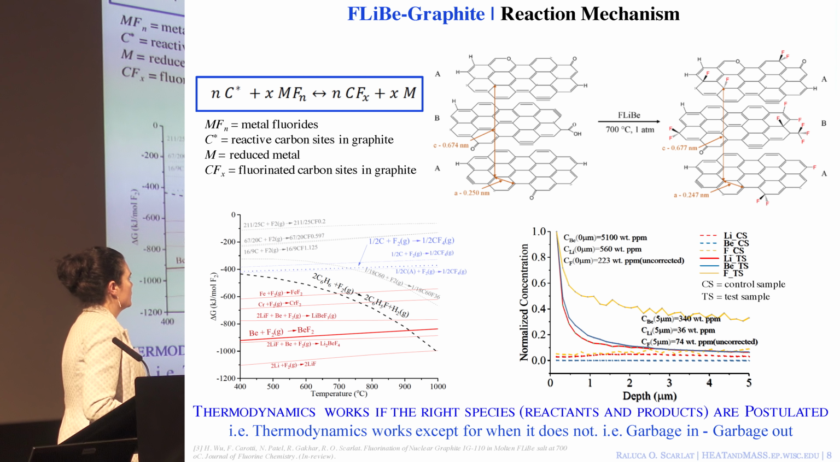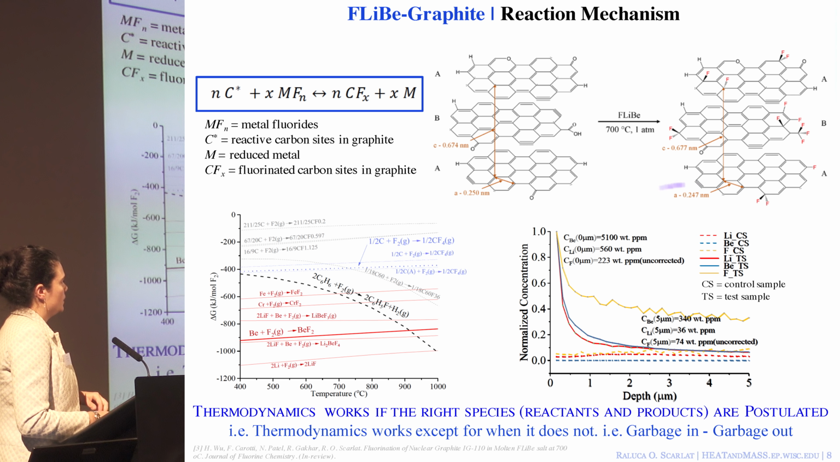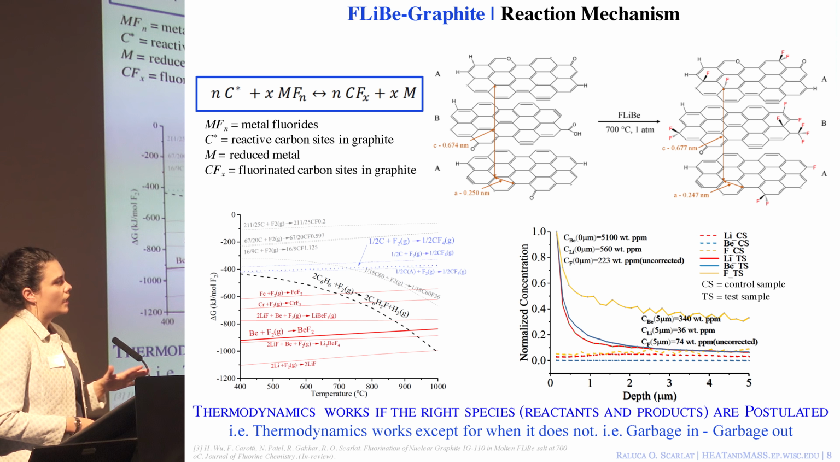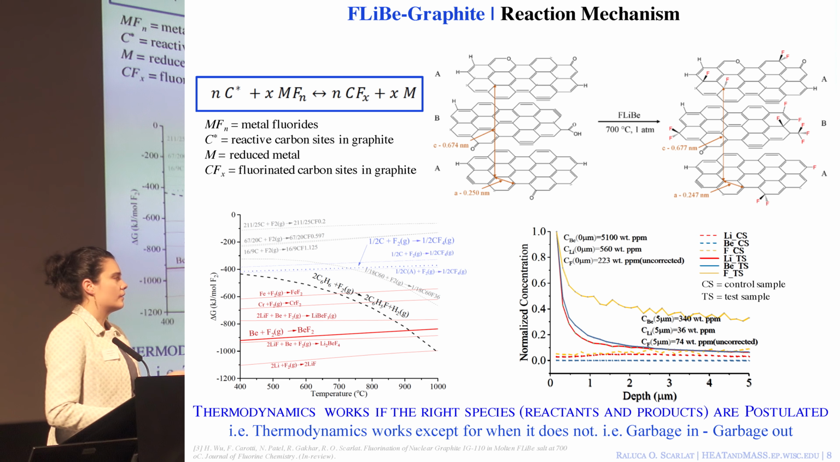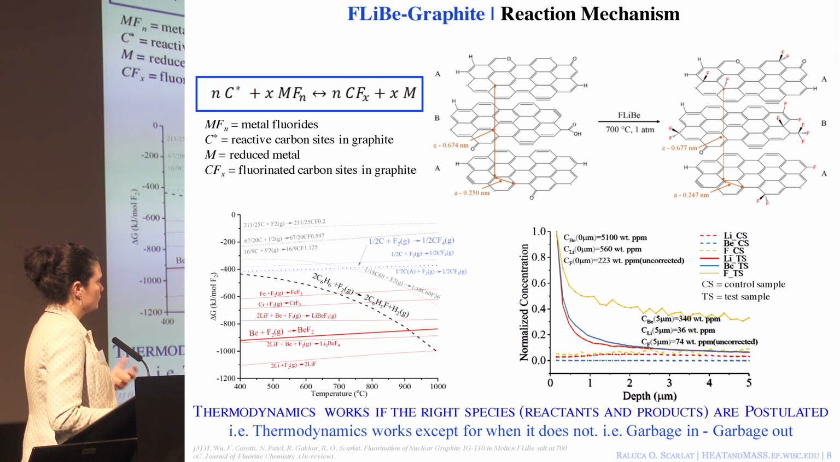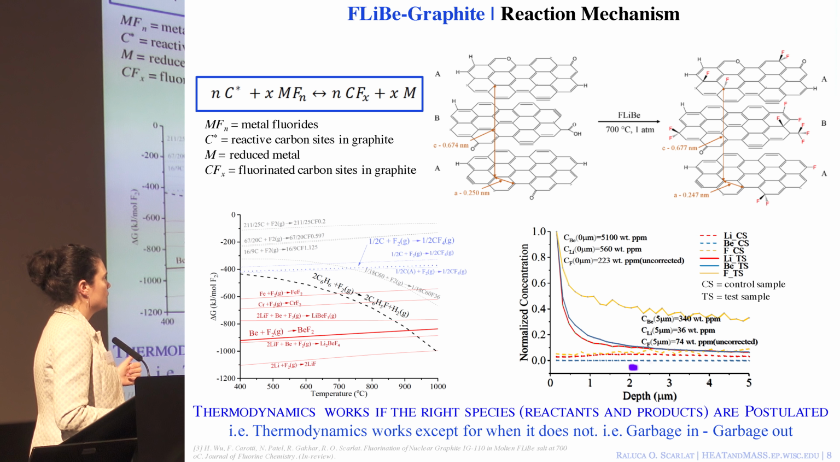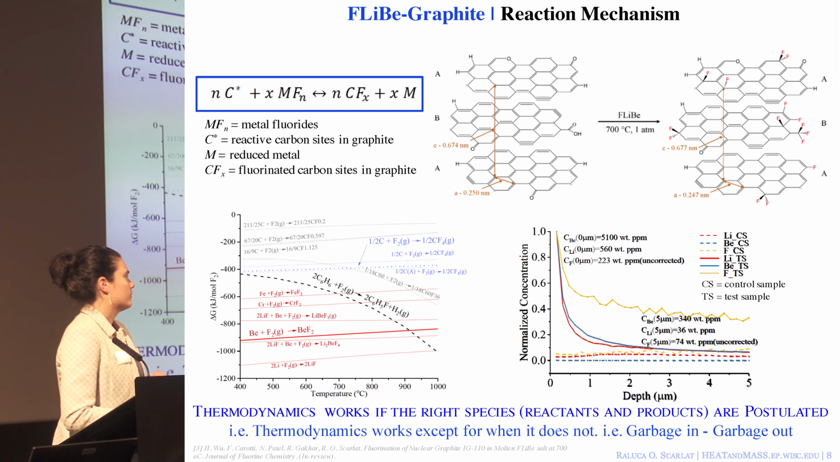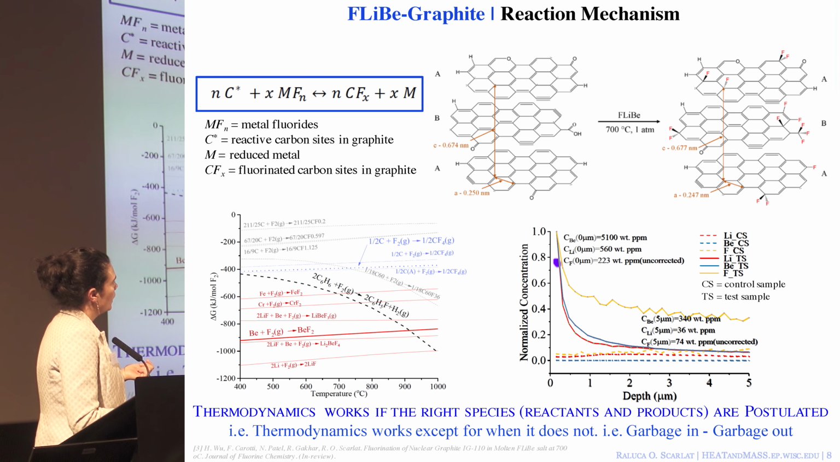And so to support this hypothesis, we did elemental analysis with depth of the salt-exposed graphite, and what we find is that there are metals on the surface that deposit up to 2 microns, so on the exterior surface of the graphite, and then there's fluorination that perseveres into the depth of the graphite. And we also found that the dominant metal at the surface is beryllium.